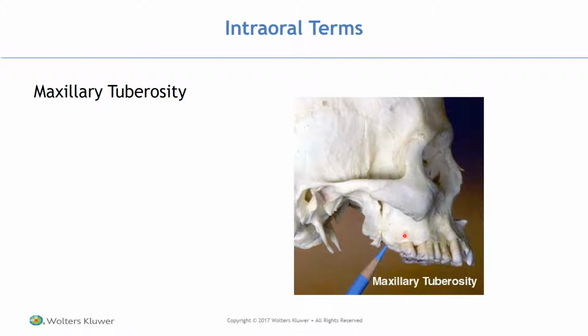And then here's our maxillary tuberosity. We want to make sure we know where that is located. We might see some scarring up in that area if a third molar's been extracted.